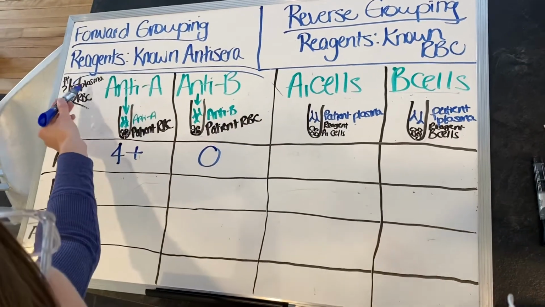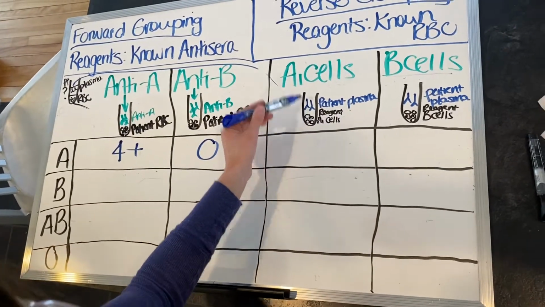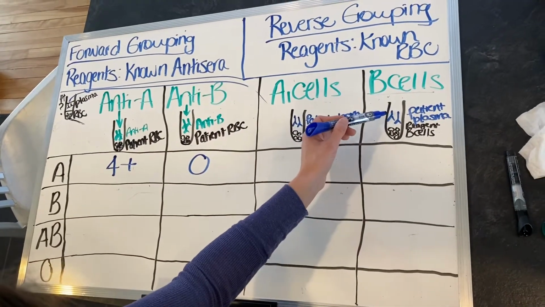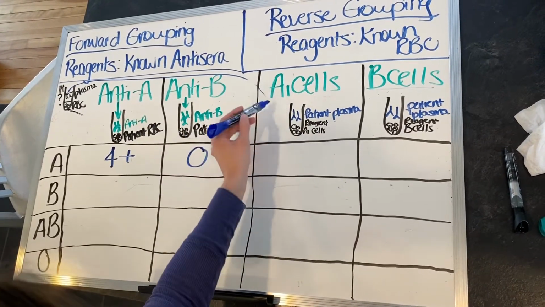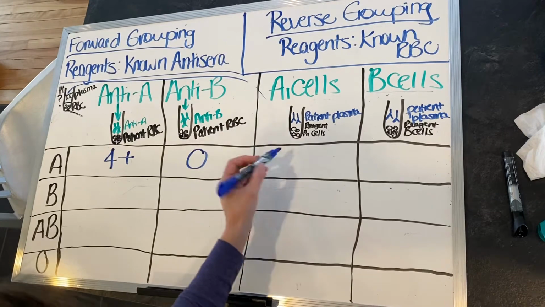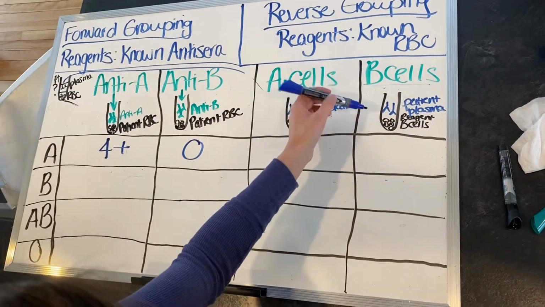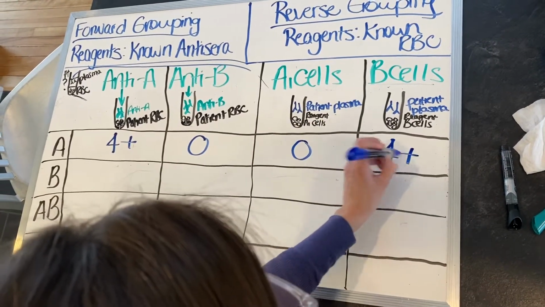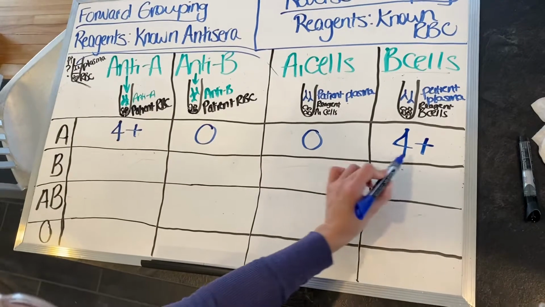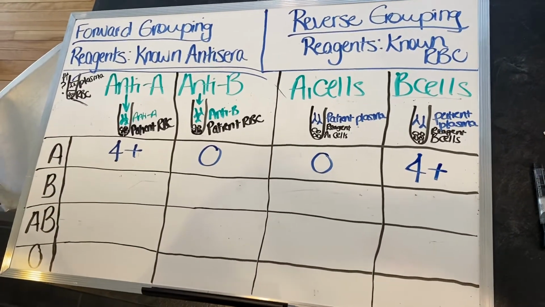So we'll take the patient's plasma and add it to A1 reagent cells, and their plasma to B reagent cells. If they have anti-B in their plasma, they should not be reacting with A1 cells, so you'll see a negative result there. And then their anti-B should react with the B cells, so you'll see a 4+ reaction there. And like I said, that's the standard reaction for the forward and reverse grouping for a group A individual.